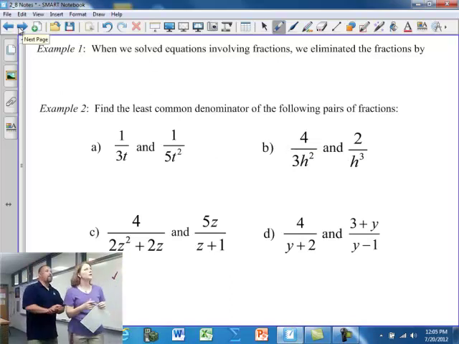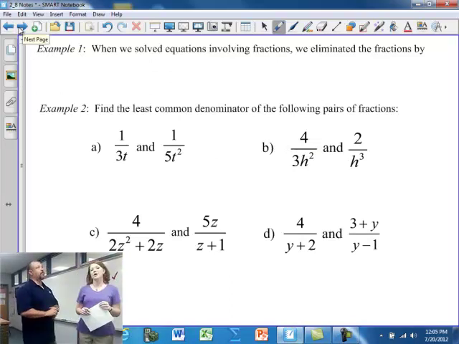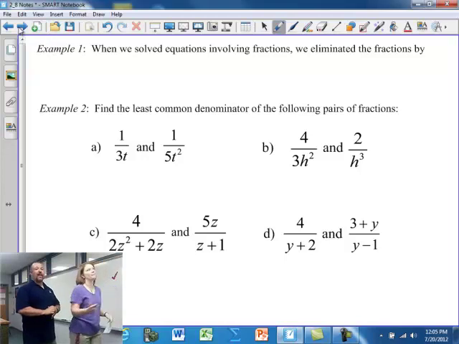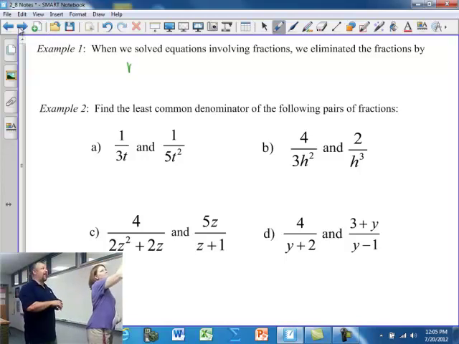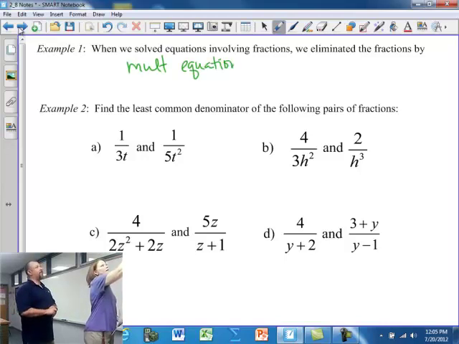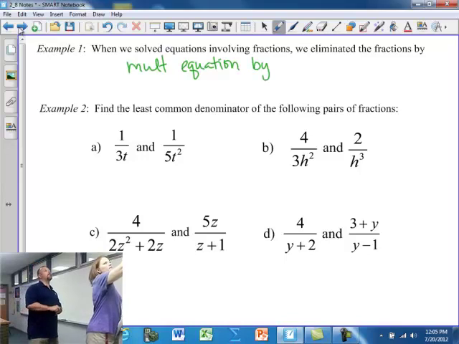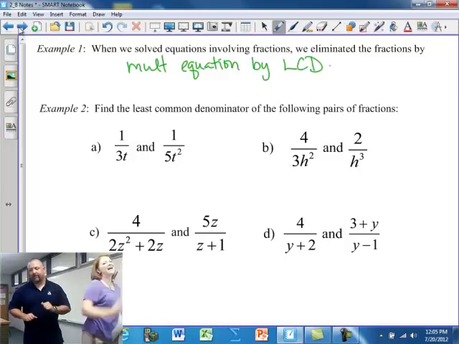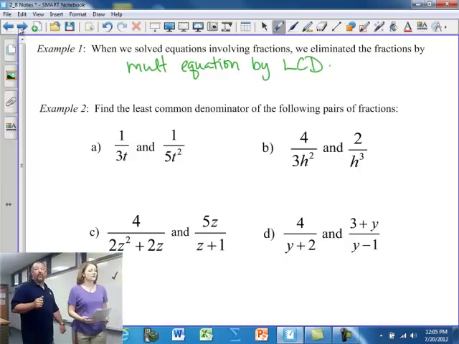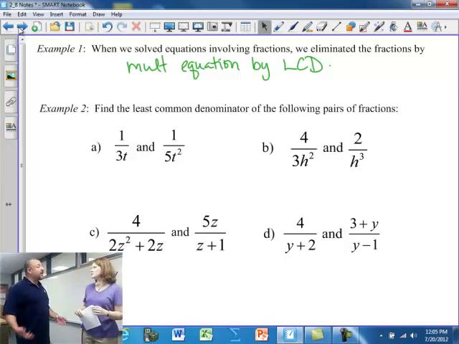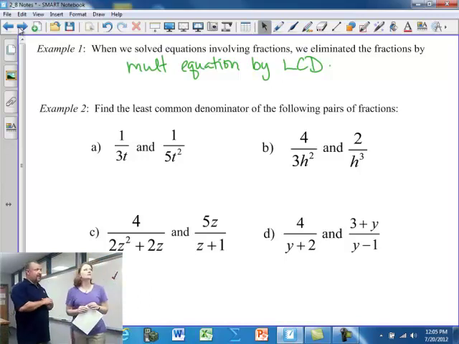Okay, so refresh our memory. When we're solving equations involving fractions, what do we need to do? We need to get rid of the fractions by multiplying every term in the equation by the least common denominator. Very good. So the only difference now is that our least common denominator is not necessarily numbers. It's got algebraic expressions in it, so lots of letters.